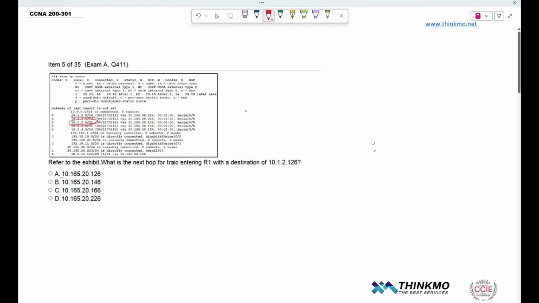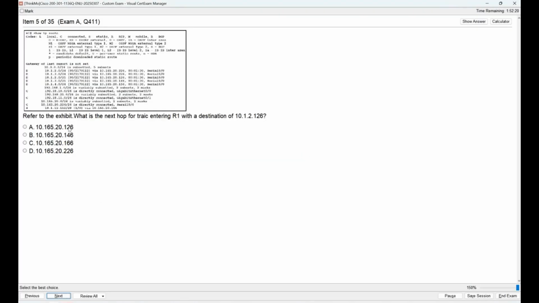Actually, it's not just 126. It includes this address, right? The 25-bit mask also includes this address. So the correct answer is this one. It's a bit surprising. It's the 20.126.1. So choose A. Let's carefully check the correct answer. Now please choose option A.